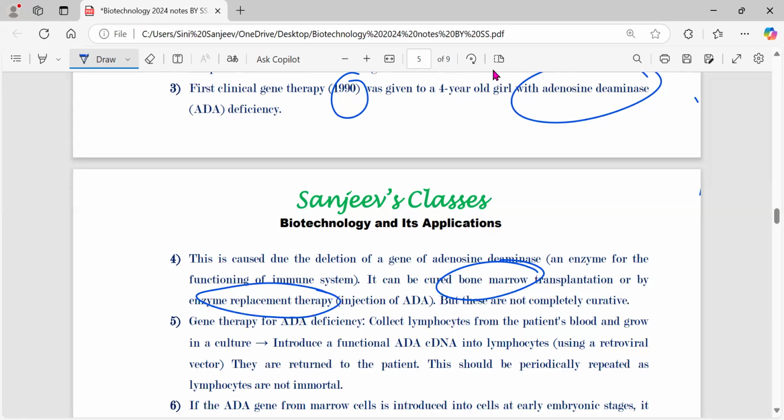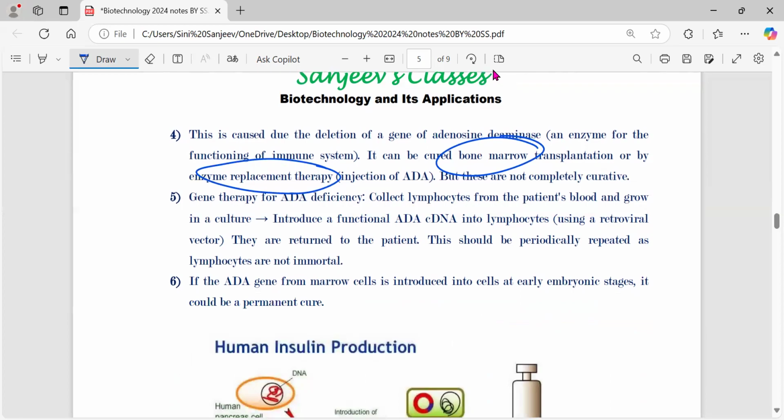So what was done over here is they collected the lymphocytes from the patient's blood and grew them in a culture under aseptic conditions.